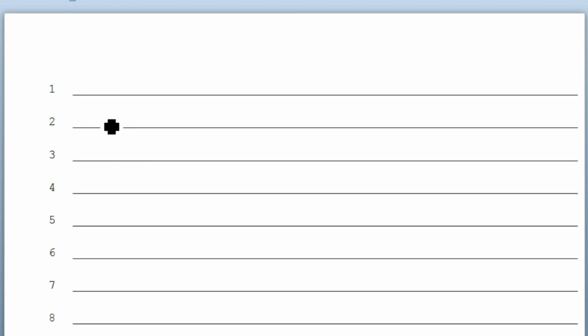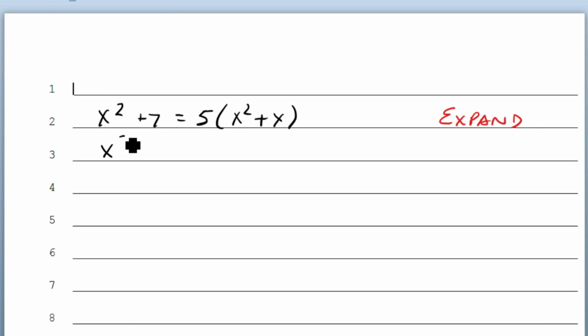Here's another equation that will have more than one answer. x squared plus 7x equals 5 times the quantity x squared plus x. And first of all, we'll expand and distribute everything on each side just to get individual terms everywhere. And we'll have x squared plus 7x equals 5x squared plus 5x.